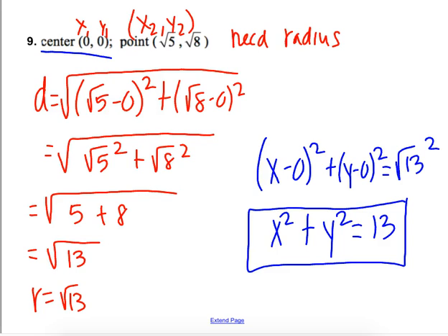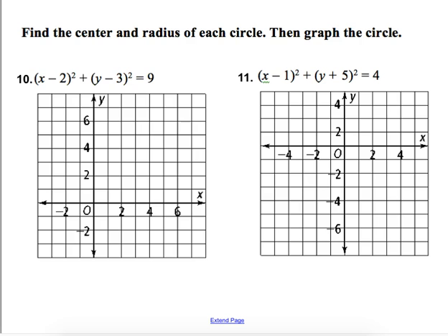The next set of examples is just graphing a circle given the equation. Again, it's not too terribly difficult. I think it helps if you label the parts. So let's find our center. Remember, it's the opposite of the sign inside. So if I have x minus 2, my center would be a positive 2. Same with the y. I have a negative 3, and it's the opposite of that, so it should be positive 3.